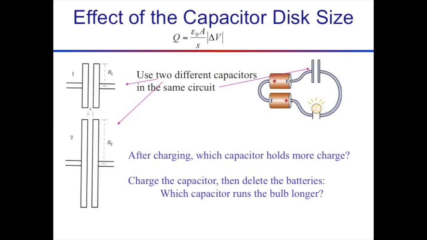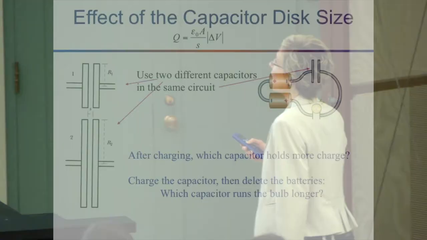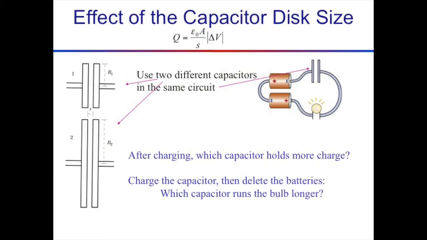All right, so thinking about the effect of capacitor disk size, let's think about the case where we charge two different capacitors in the same circuit, just like we did here. After charging, which of these capacitors holds more charge? We saw that with the larger capacitor, not only did it make the bulb glow brighter at first, but upon discharging, the bulb lasted longer as well.